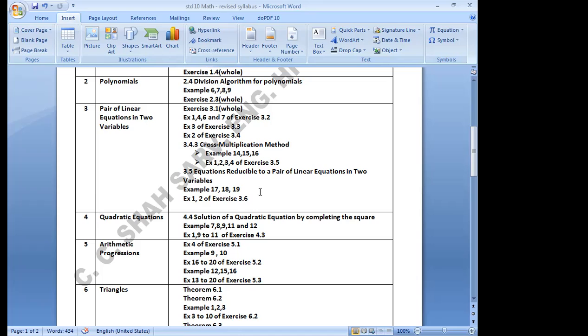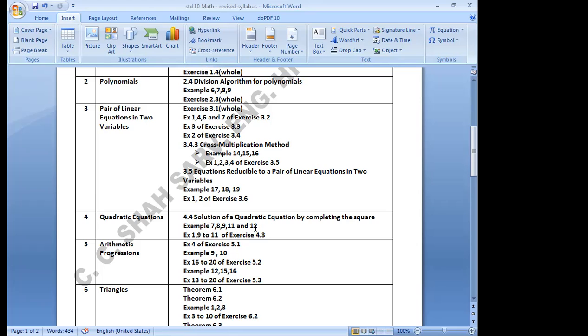Example 11, 84 excluded. Example 12 excluded. Example 13 is also excluded, and example 14, 15 are also excluded from the syllabus. Remember entire this thing. Means in this only example number 10 you have to prepare. All other examples from 7 to 15.